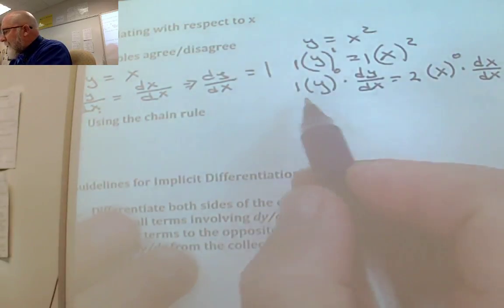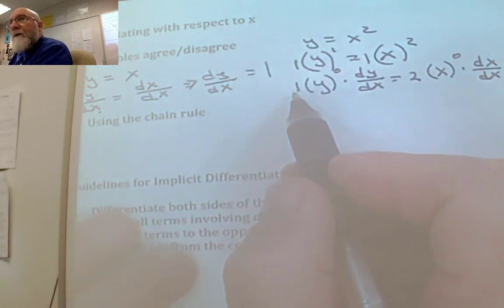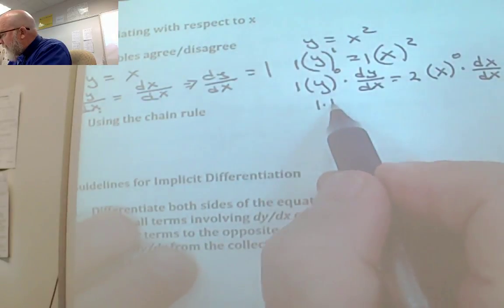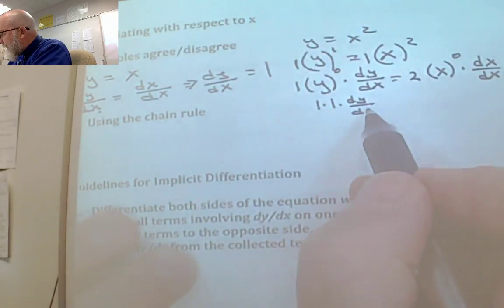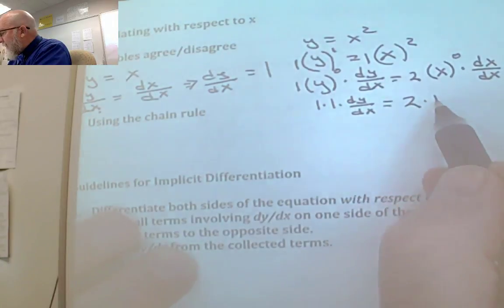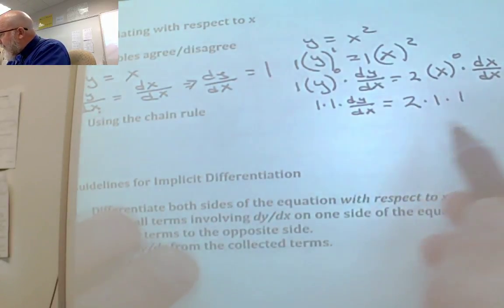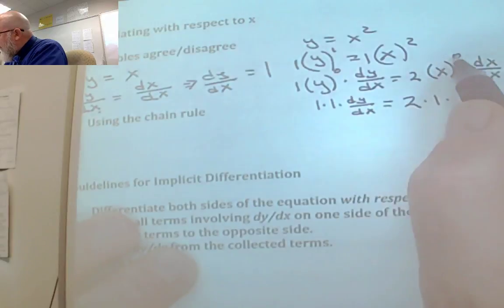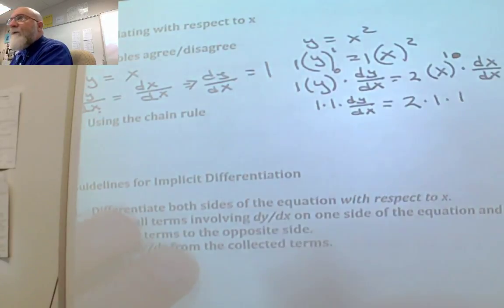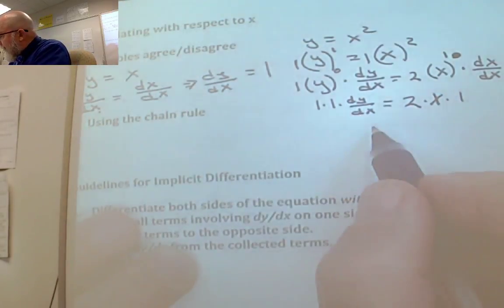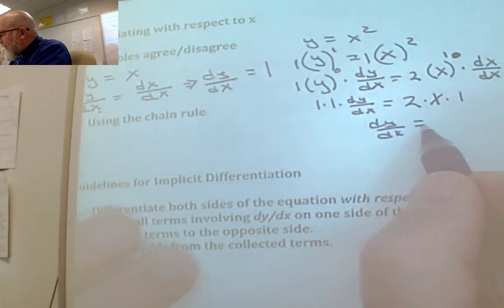Now, 1 is 1, obviously, right? What's y to the 0 power? 1. So here I have 1 times dy dx. And over here I have 2 times 1 times, this also is 1. So you can see that, oops, I made a mistake here. You guys can yell at me. This should have been a 1, right? Using the power rule, correct? Would everybody agree? So this should be an x, not a 1. Sorry about that. So you can see that dy dx is equal to 2x.